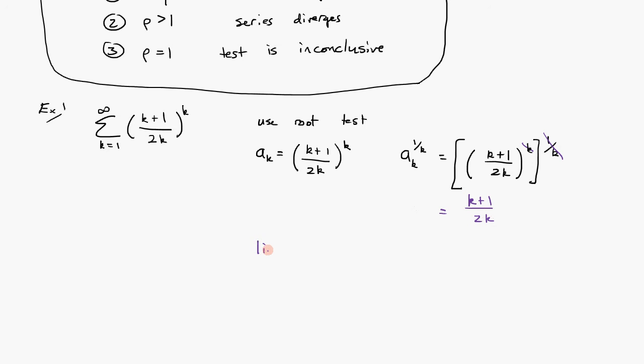Now, if we compute the limit as k goes to infinity of k plus 1 over 2k, and apply L'Hopital's rule, you'll see that this is equal to 1/2, which is less than 1, and so this series converges.